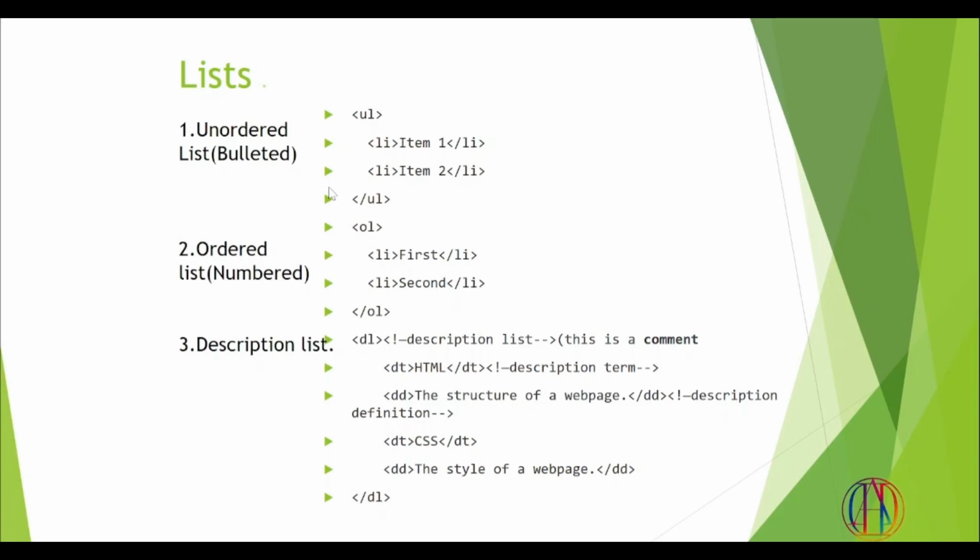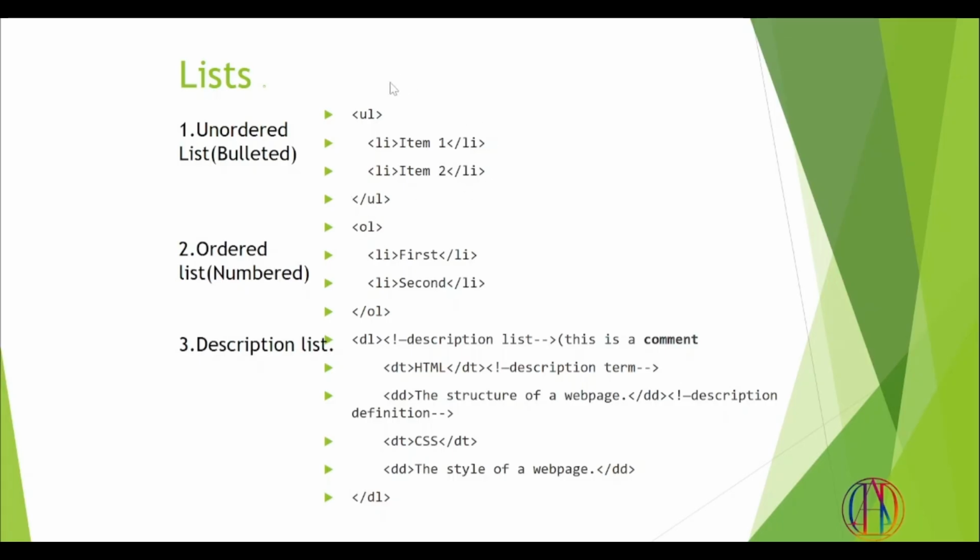This is the structure of an unordered list. We have the start tag UL and the close tag UL. Then within the UL tags, we have the LI tag for list item. And then you enter item 1 and then item 2. That's the structure of an unordered list.